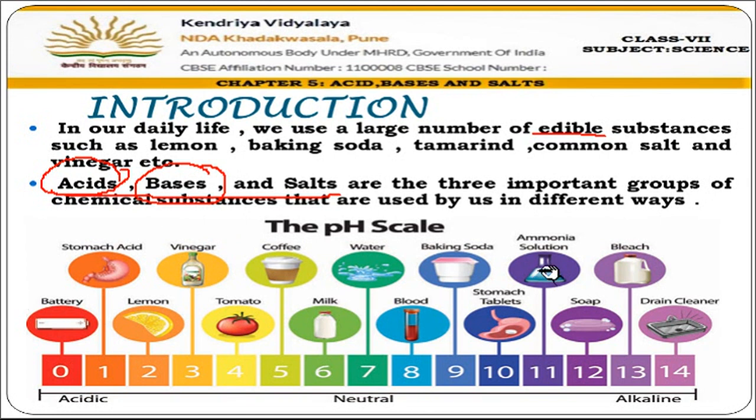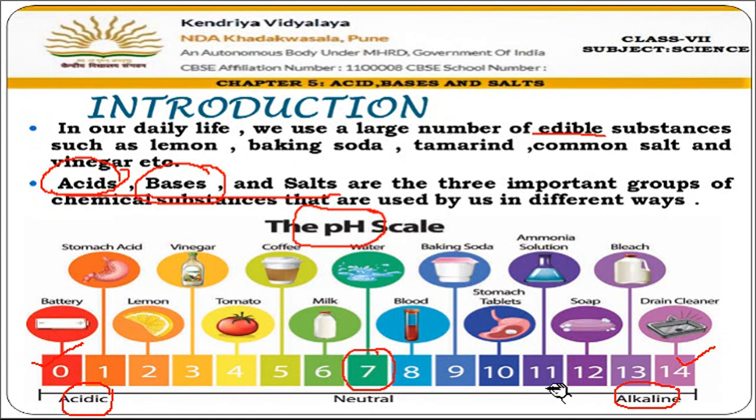Now, you can see the diagram which is given here. In this diagram, you can see a scale is given. The name of the scale is the pH scale. As you can see, there are some numbers written here. The range of the numbers is from 0 to 14. And here in the center you can see neutral is written, and the number showing neutral is 7. On the left side acidic is written and on the right side alkaline is written.